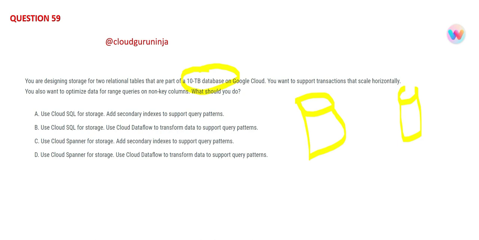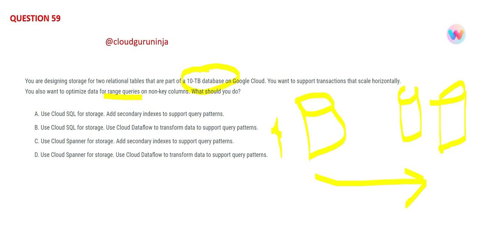Vertical means this side and horizontal means this side. When we talk about horizontal scaling, we are talking about something like big data clusters where we keep adding clusters. Vertical scaling is like building tower blocks, while horizontal scaling is like expanding into vacant land, where you keep creating row houses or bungalows. That is how it goes. You want to optimize the data for range queries on non-key columns.